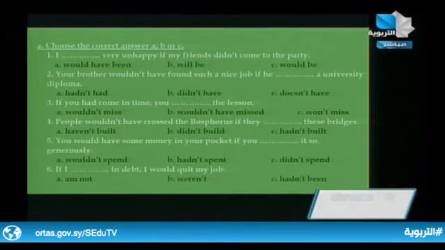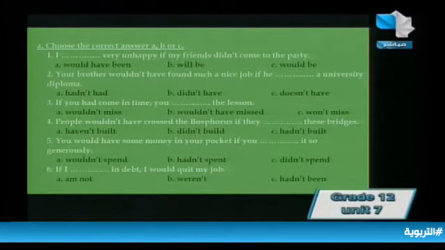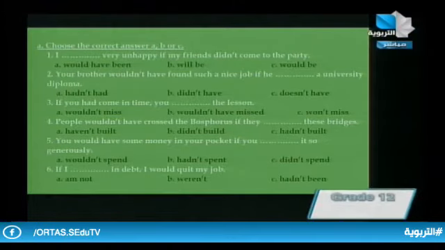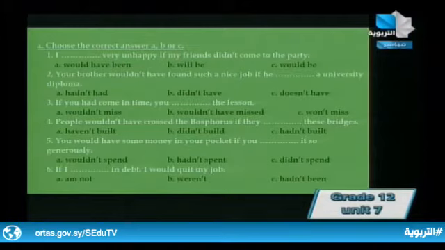Number 3: if you had come in time, you, space, the lesson. The choices are wouldn't miss, wouldn't have missed, and won't miss. The correct answer here is wouldn't have missed because we've got past perfect. Number 4: people wouldn't have crossed the Bosphorus if these bridges, space, built. The choices are have built, didn't build, and hadn't built. Of course, here the answer is hadn't built because we've got would plus have plus past participle. Number 5: you would have some money in your pocket if you, space, it so generously.